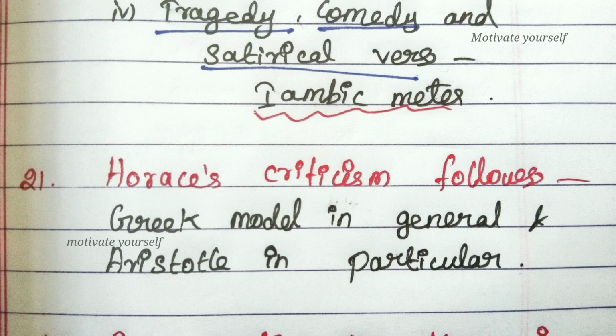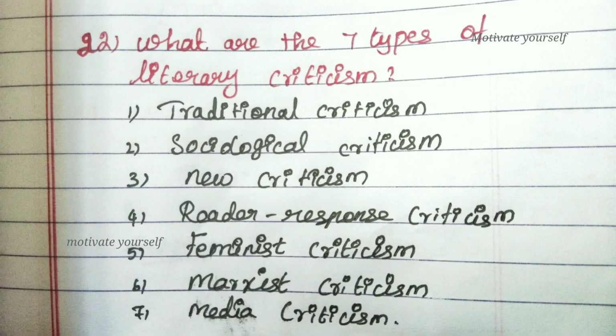21. Horace's criticism follows the Greek model in general and Aristotle in particular. 22. What are the 7 types of literary criticism? First, traditional criticism, sociological criticism, new criticism, reader response criticism, feminist criticism, Marxist criticism, media criticism.